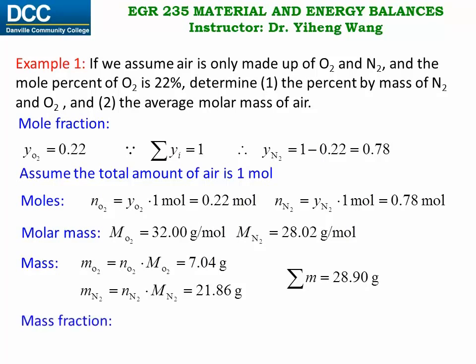So, by definition, mass fraction equals the mass of a certain component divided by the total mass. From here, we can calculate that the mass fraction of oxygen is 0.24, which is 24%, and the mass fraction of nitrogen is 0.76, which means 76%.